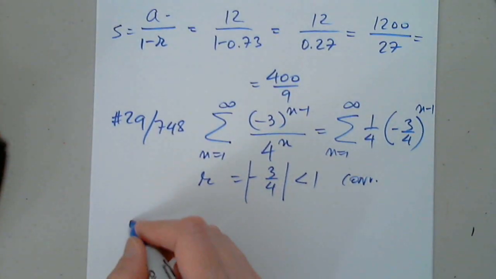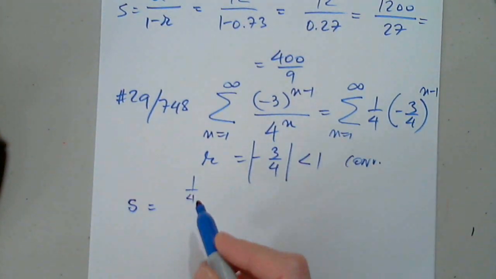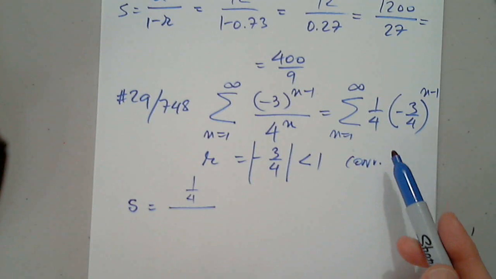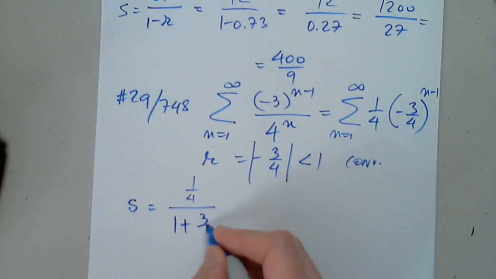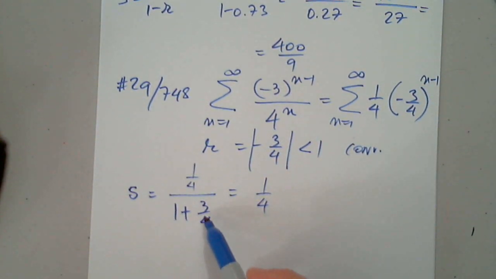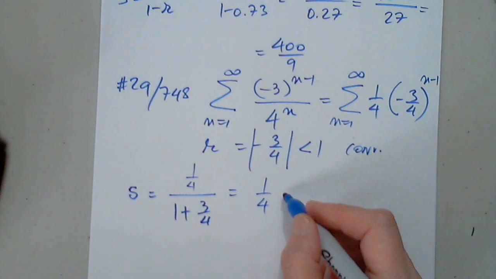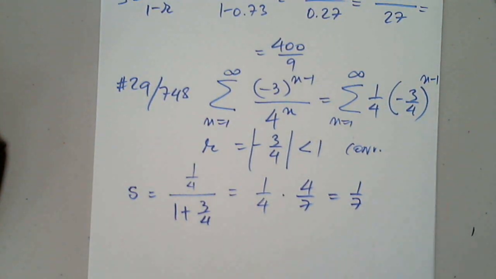So in order to find the sum of the series, we have a, which is 1/4, and we have to divide by 1 minus r, but r is negative, so plus 3/4. So the top is 1/4, and the bottom is 7/4, so times 4 over 7. So the sum is 1/7.